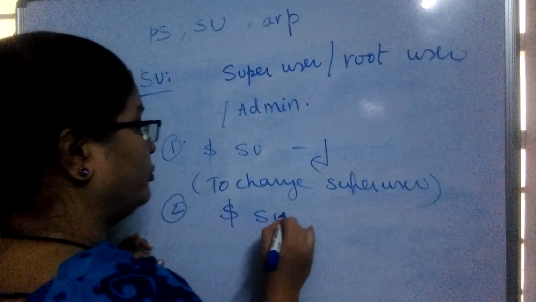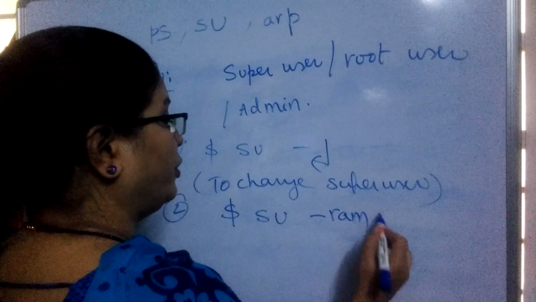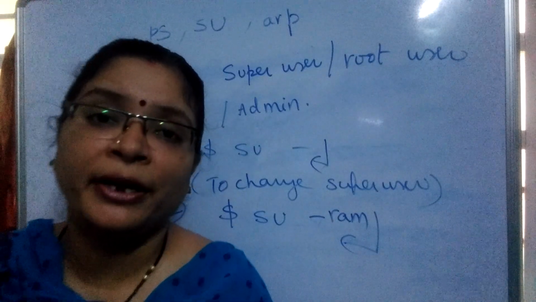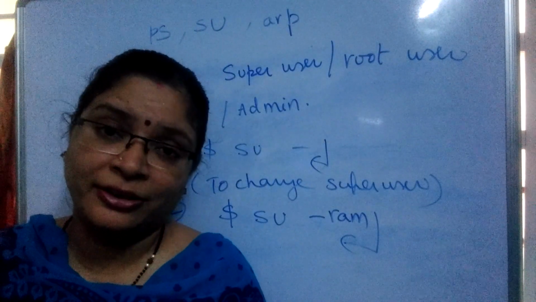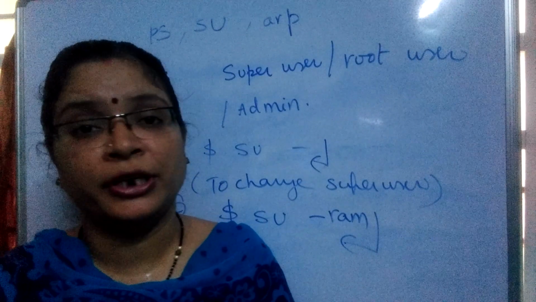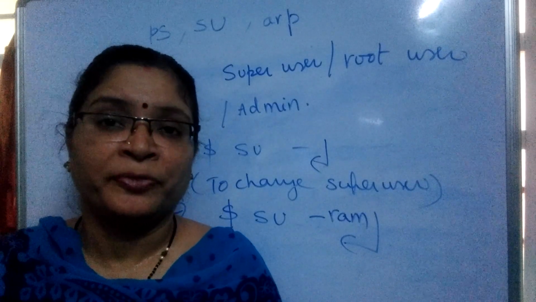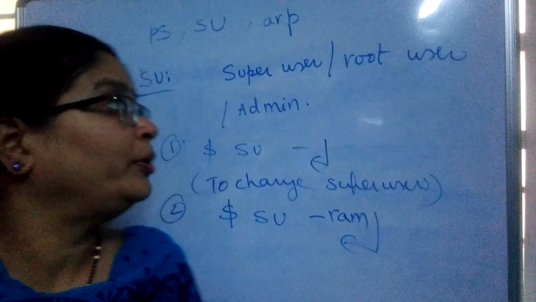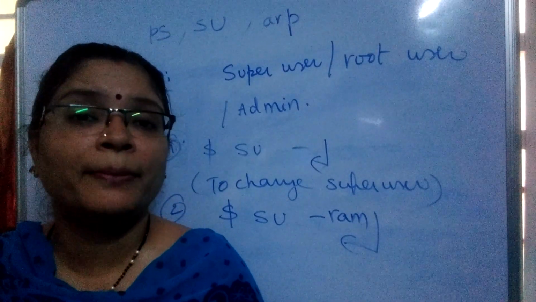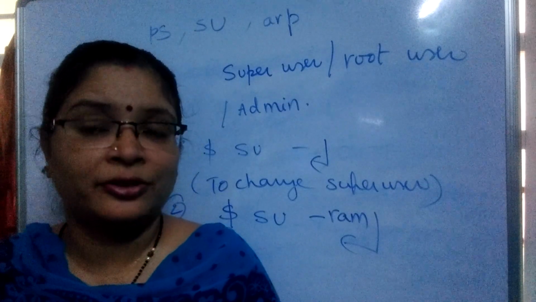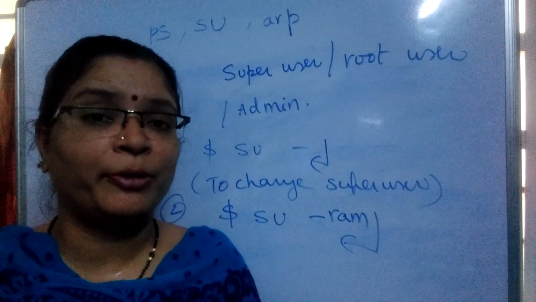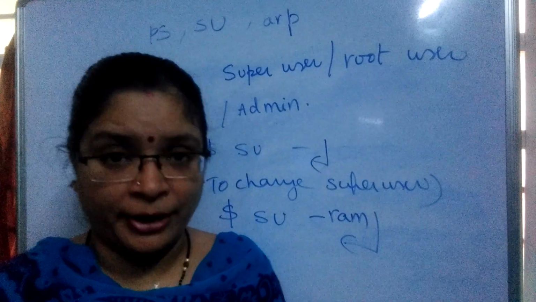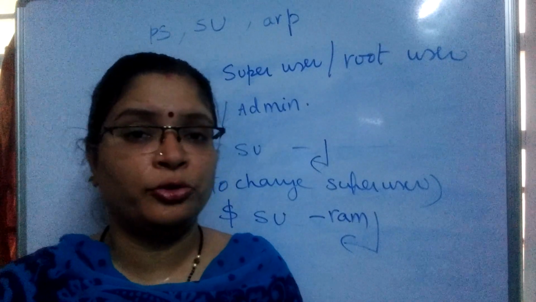That is, we will see su hyphen ram. So ram will become the super user from now onwards. This command can be implemented only by the admin. Only he can change the super user, user names, privileges and all these things. This is the purpose of the su command. Ordinary users cannot use this command. Only those who have the privileges can implement this particular command. This is the working principle of the su command.